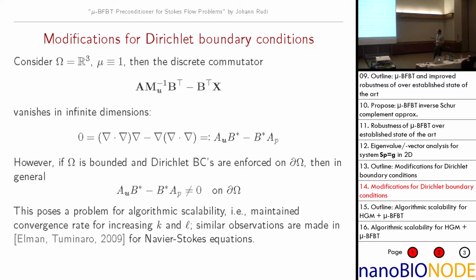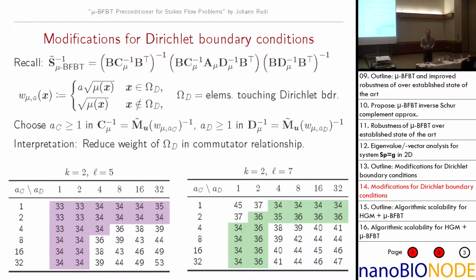Now let's apply a bounded domain, and let's attach boundary conditions to the velocity, and then you cannot satisfy this anymore on the boundary. And this turns out to pose a problem for algorithmic scalability. One way, and we found this experimentally, to get around this difficulty is to change the weighting in C and in D. So the weighting is, there's a certain amplification on the boundary. These are elements that are touching the boundary. And when you invert, this acts kind of as a damping. So you kind of reduce the weight of your boundary elements in this commutator relationship.